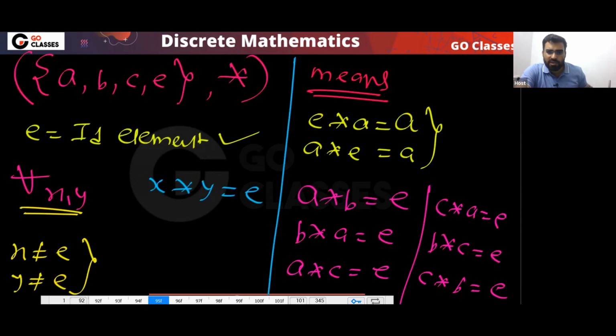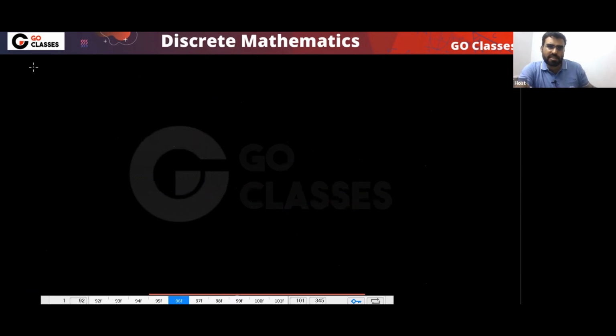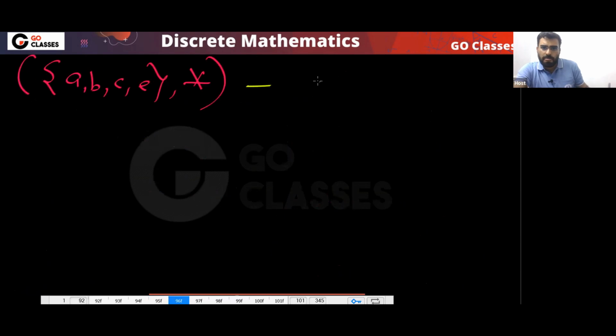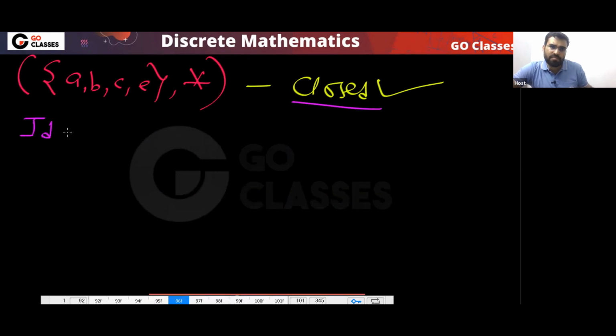This structure I have given to you. In this structure, is it closed? A, B, C, E, star. This is the structure. In this, is it closed? Can I say this is closed? Yes, of course, this is closed, because any two elements you take, the result is in this. So this is closed. Do we have an identity element? Is there any identity element? Yes, the identity element is E.